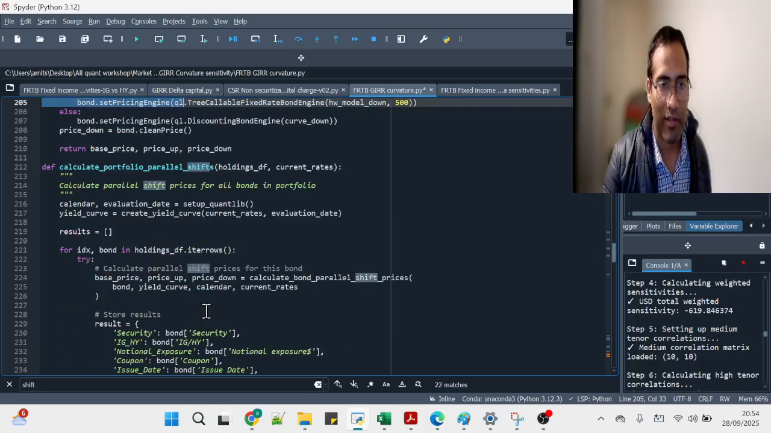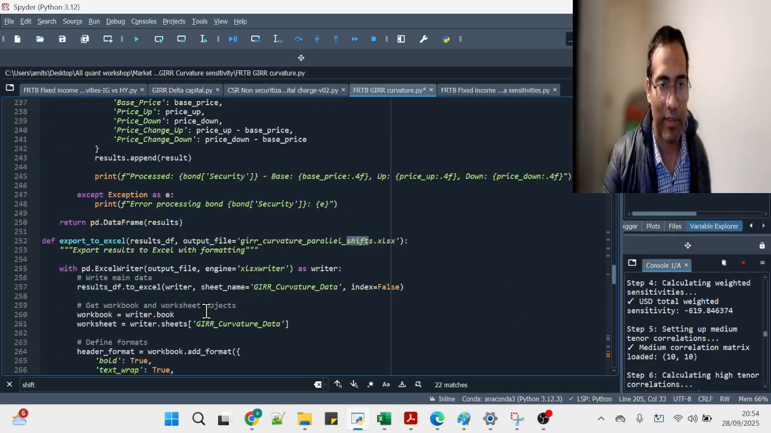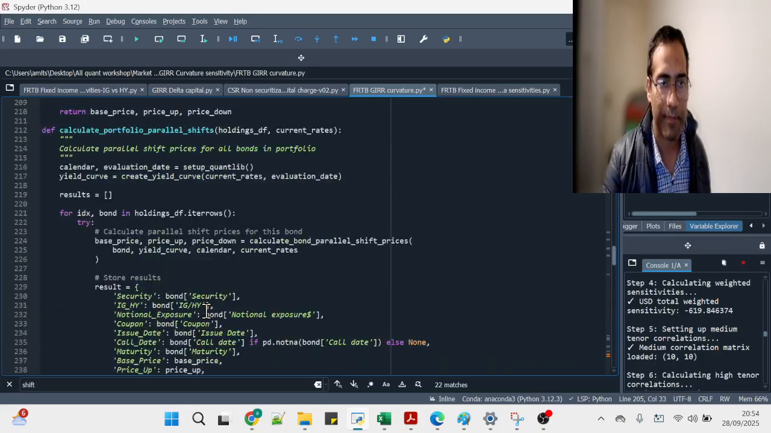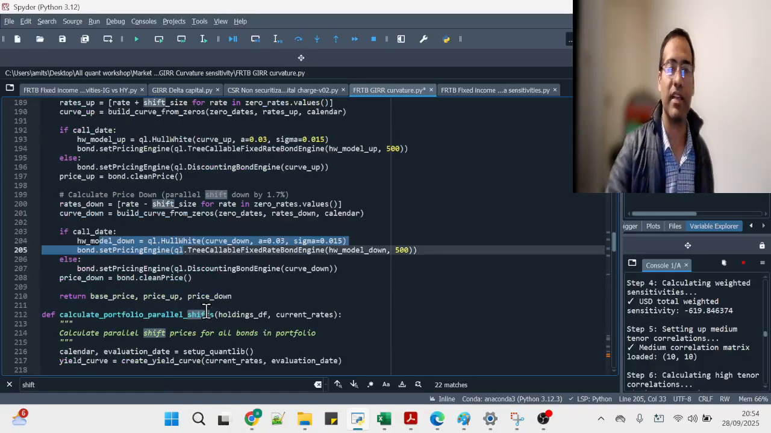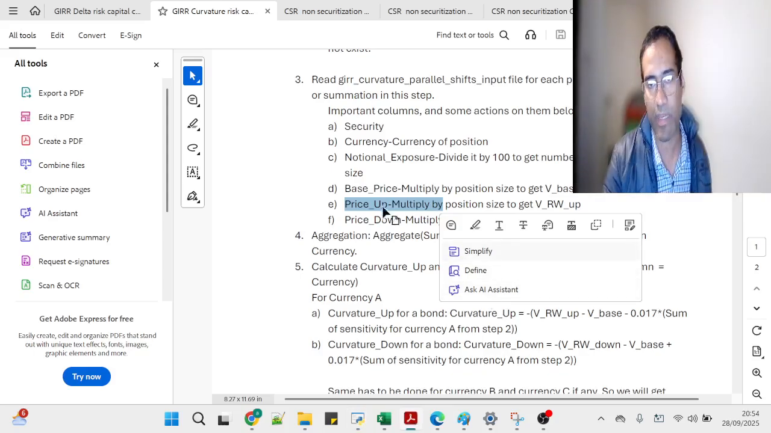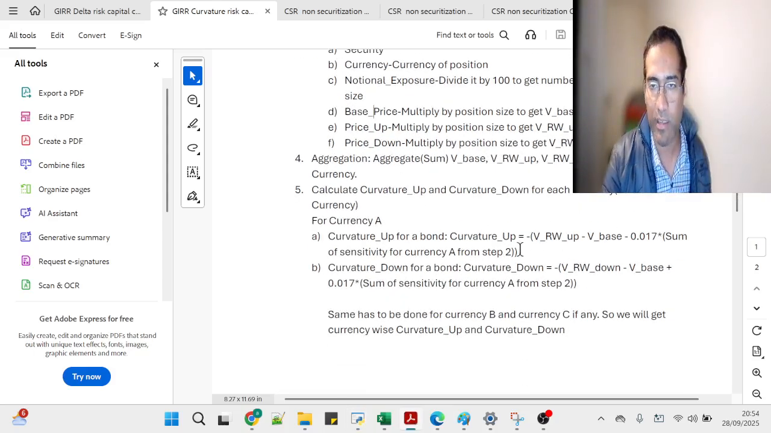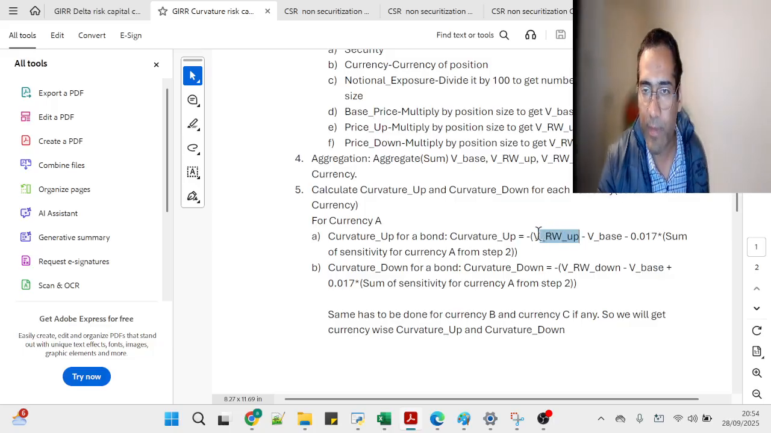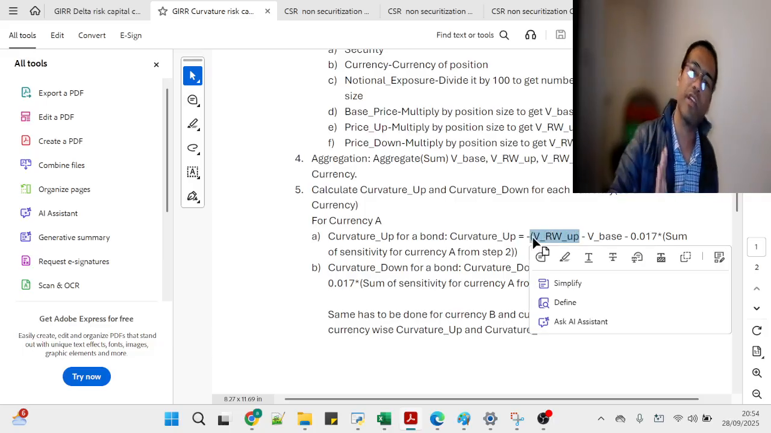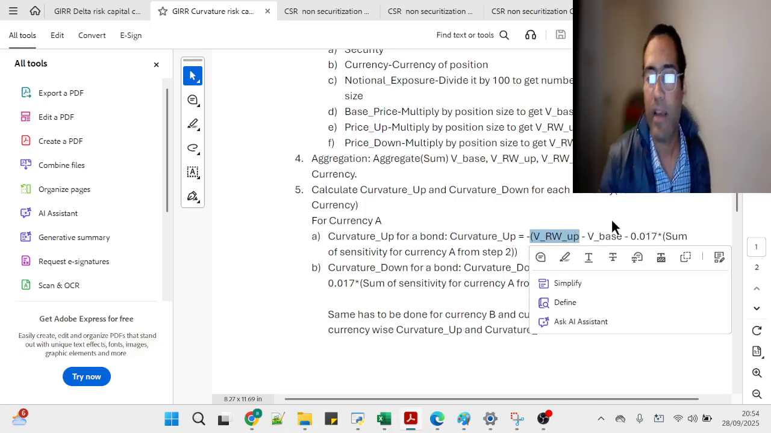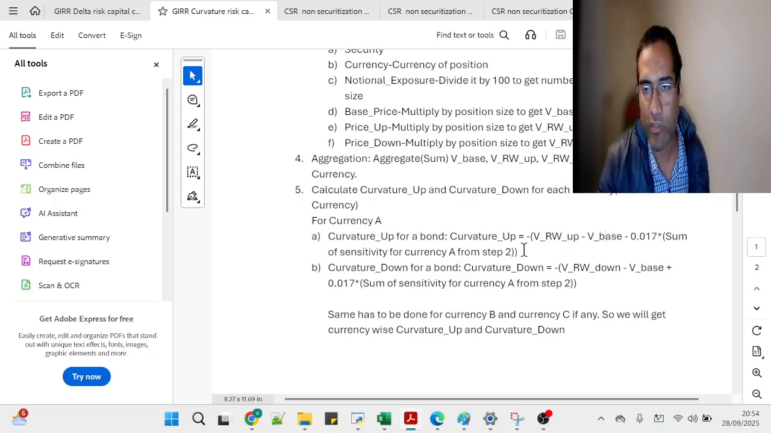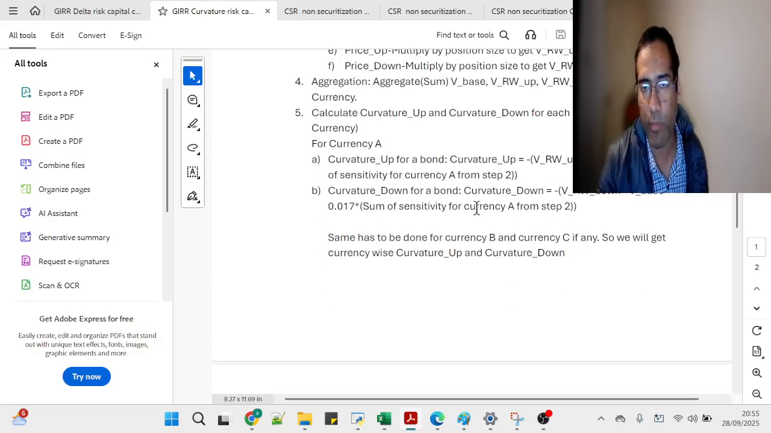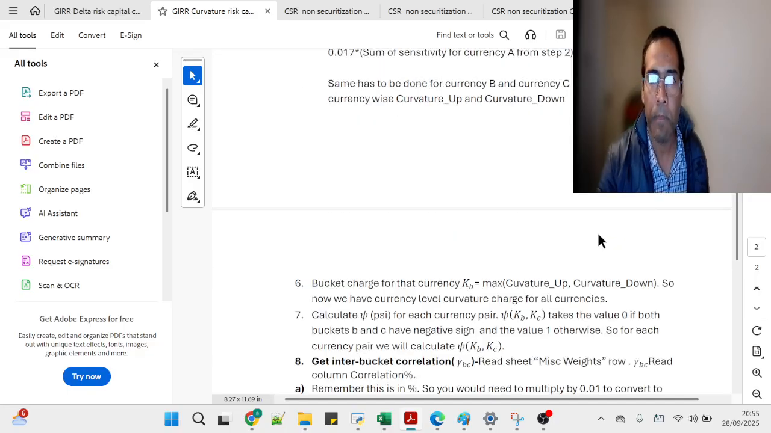And what is the calculation? Let's see, it must be here somewhere. The important point is the price up minus the base price, it does not change. So this is the v risk weight up, the price when you increase the curve, and base price minus sum. So this is the curvature for a bond, and you do the same for the bond down curvature.